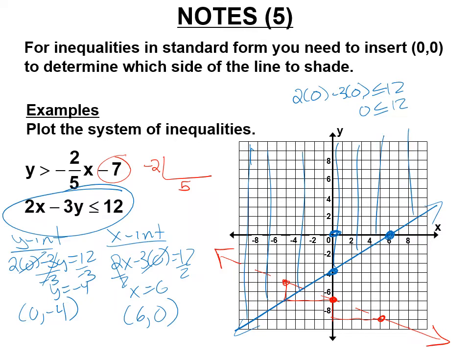Now I could have picked any point. I could have picked 10, 10 and put it in there. Just the math would have been a little harder. If 10, 10 is a solution, then you shade the side with 10, 10. If 10, 10 is not a solution, you shade the other side.